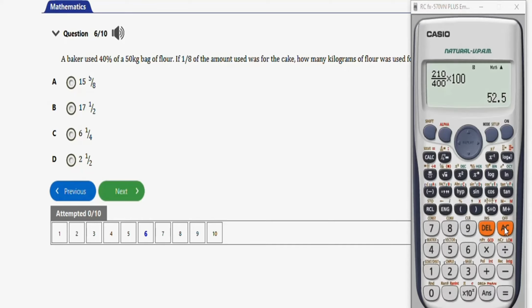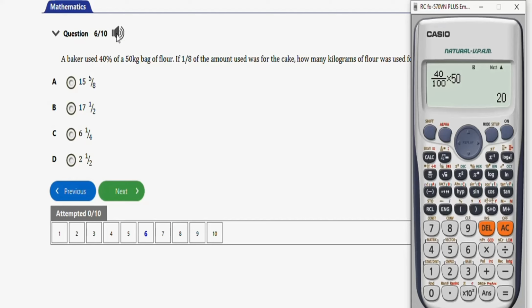So for this question, let's take 40% of 50 kg, let's break it down into kilograms. So it will be 40 over 100 times 50. This should give us 20. So now that means 20 kilograms of the 50 kilogram bag of flour was used by the baker.